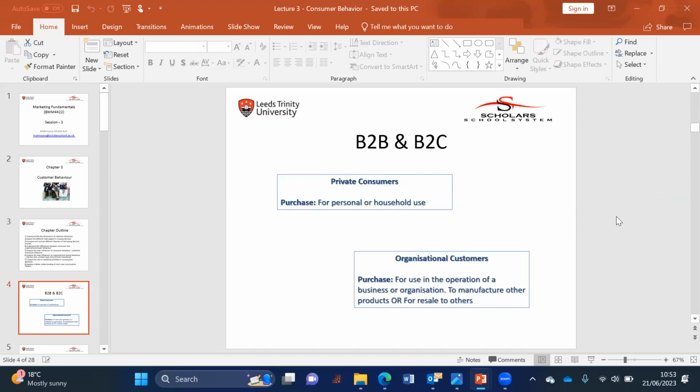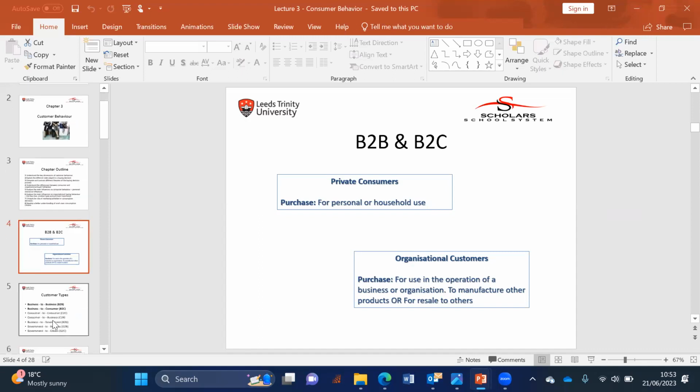So there's two main types of consumers. There's private consumers that buy stuff for their own personal use or for their house or for people that they know. And then there's organizational. So they consume, they purchase things for their business or organization. It could be in terms of raw material, it could be to use in the office, or it could be wholesalers who are buying products just to resell them. So there's basically two main types of consumers.